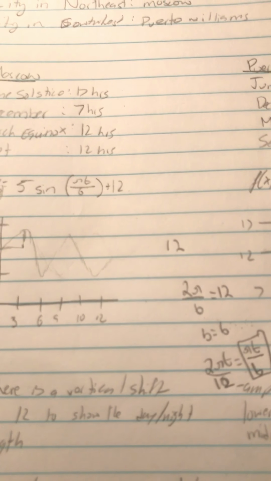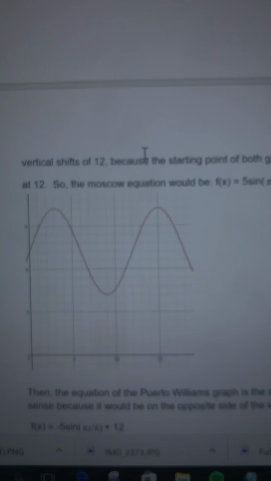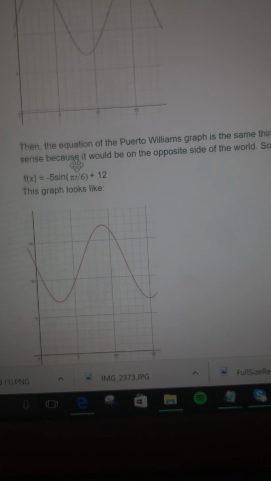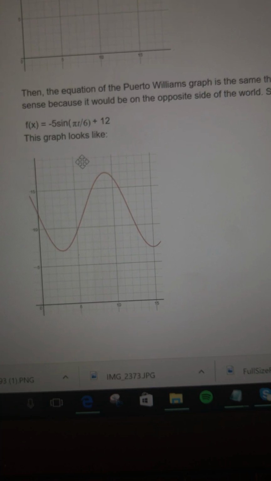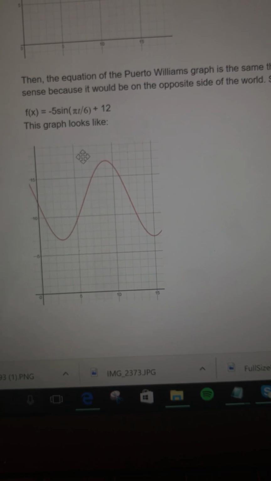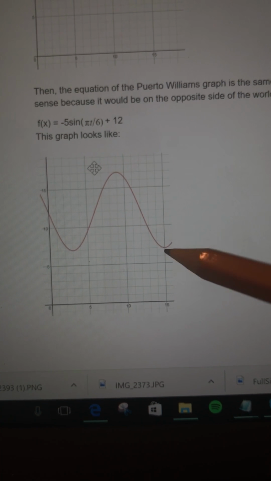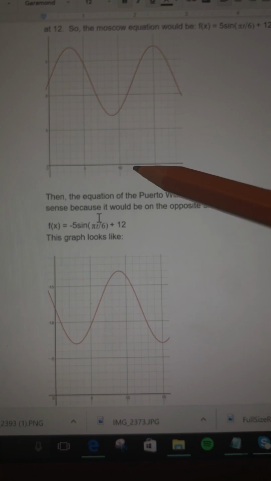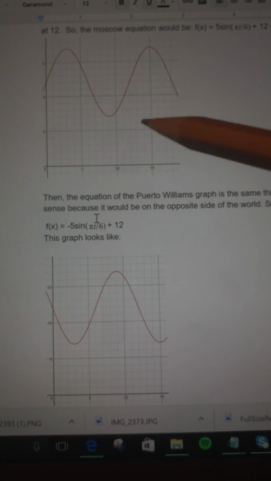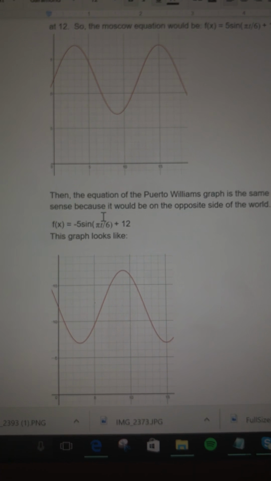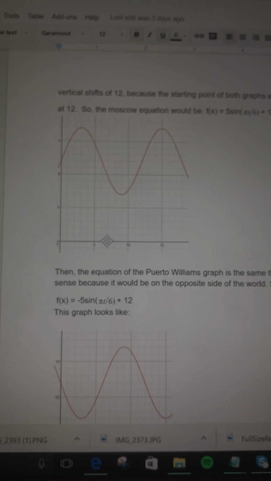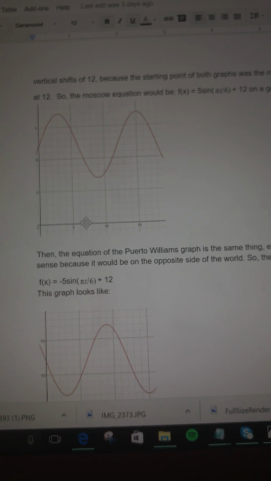Finally, we can start putting everything together. We have two sine graphs. Here we have the Moscow one, and here we have the Puerto Williams one. These graphs are opposites, and this makes sense because they are on opposite sides of the world. So they would have the opposite daylight hours. The starting point of both of these graphs was the March equinox.